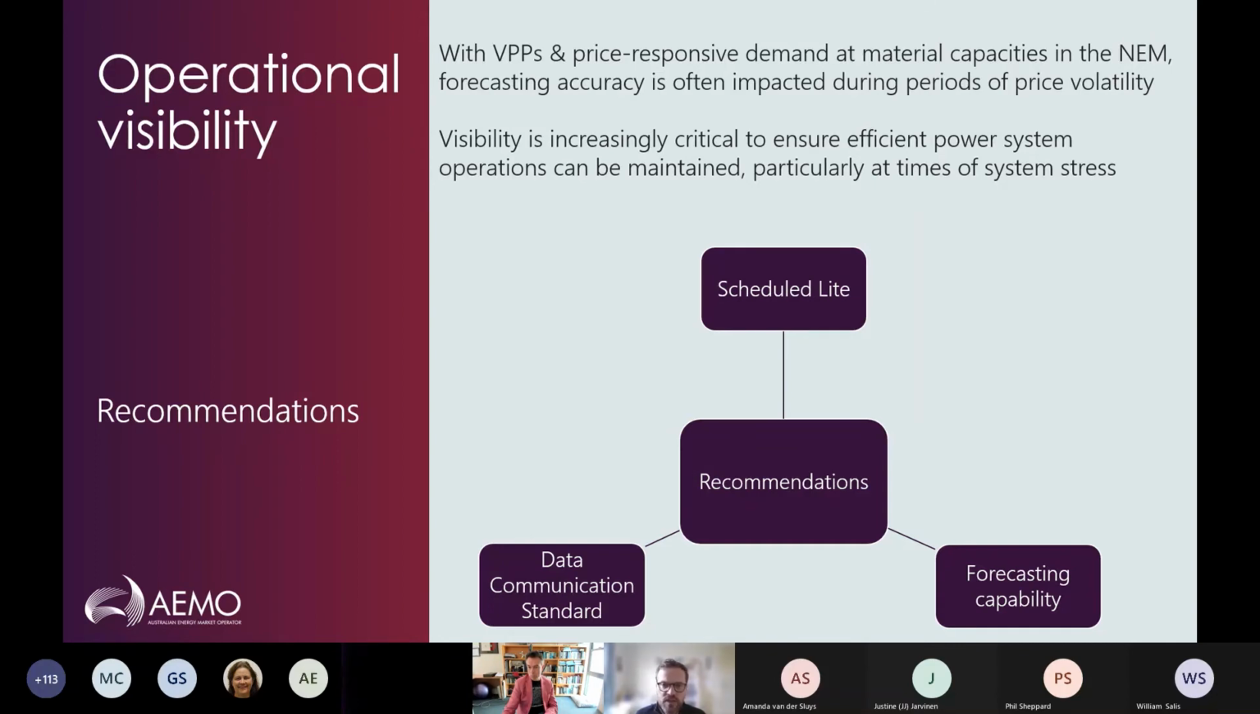And then the third recommendation was really to continue to engage with forecast service providers and with the broader industry to uplift the forecasting capability of the sector. That's something that is going to be ongoing.